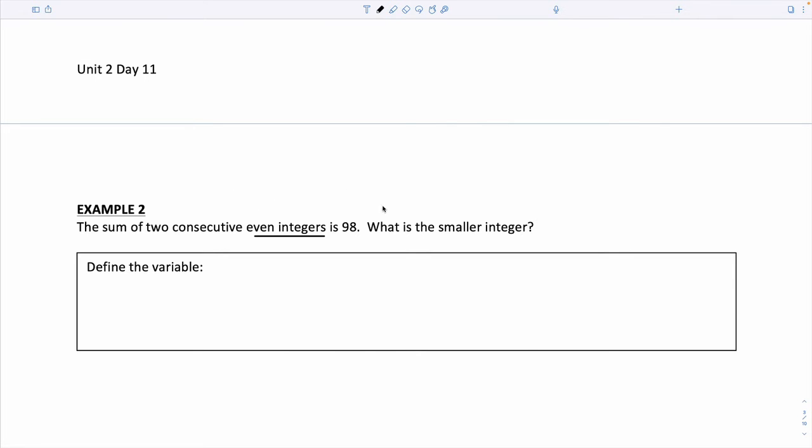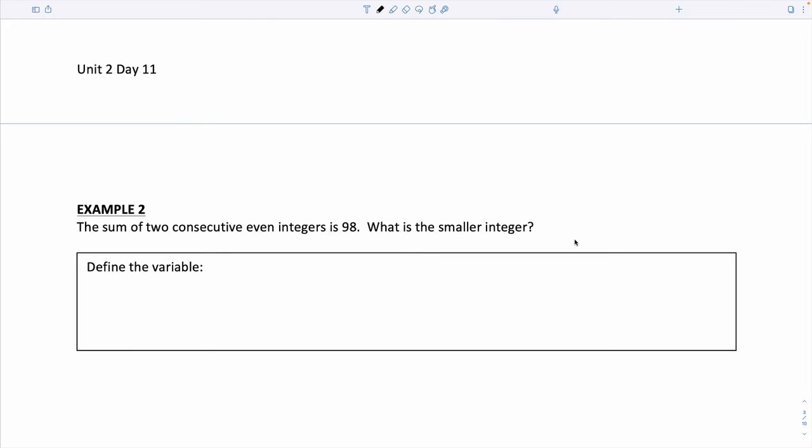Example 2 looks a little weird. The sum of two consecutive even integers is 98. What is the smaller integer? What do you notice that's different about example 2 than example 1? I underlined it and I shouldn't have. Maybe you weren't paying attention. What do you think?